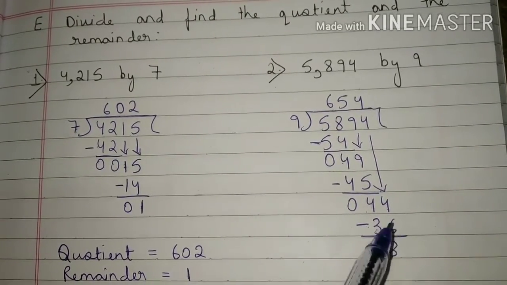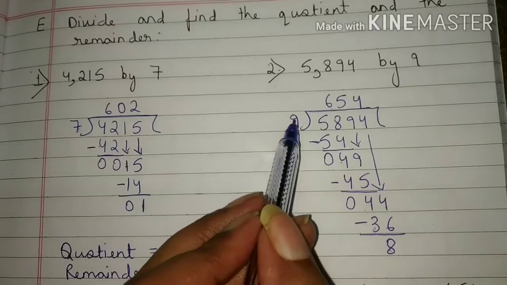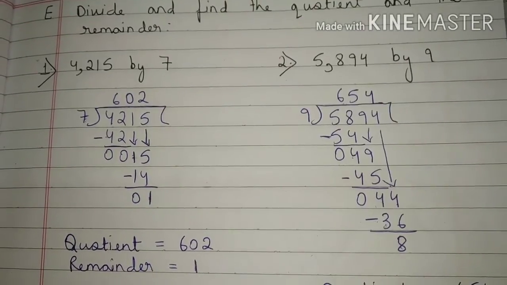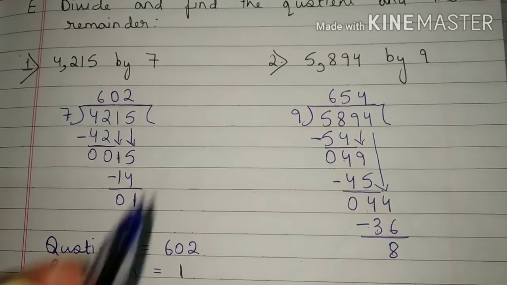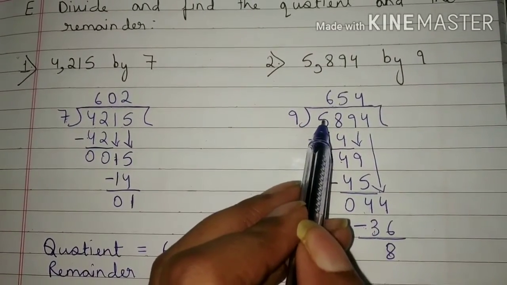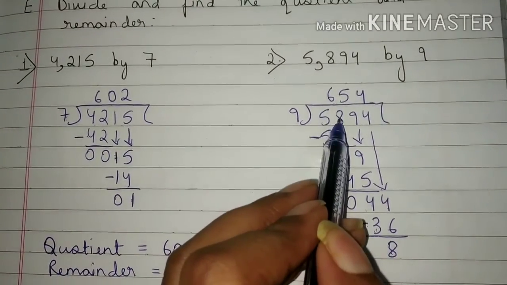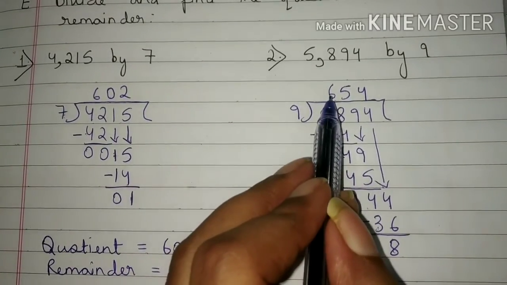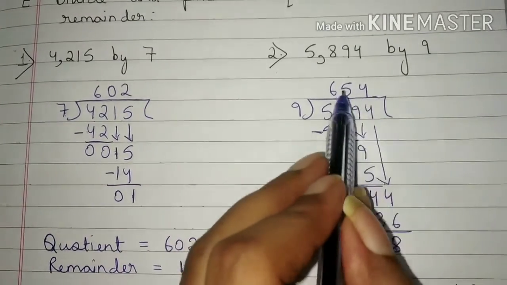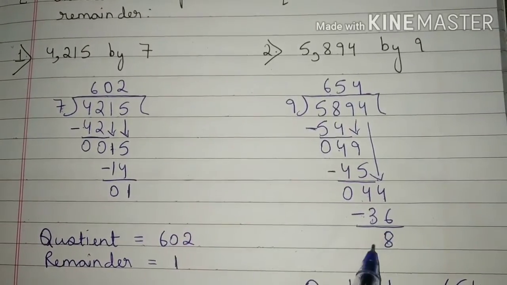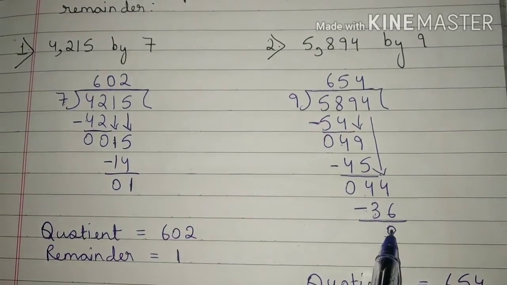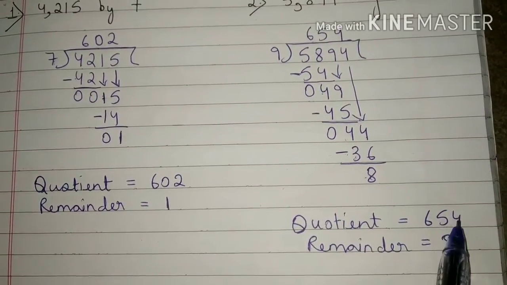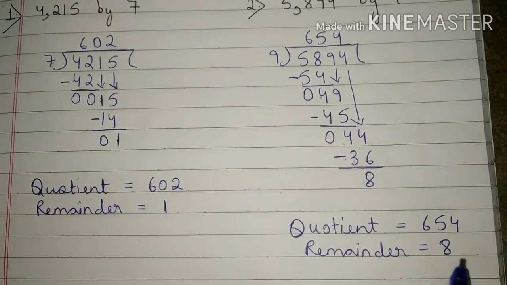Students, 8 is less than 9. So we will not divide now. Students, 5894 divided by 9 will give 654 as quotient and 8 as remainder. So quotient is 654, remainder is 8.